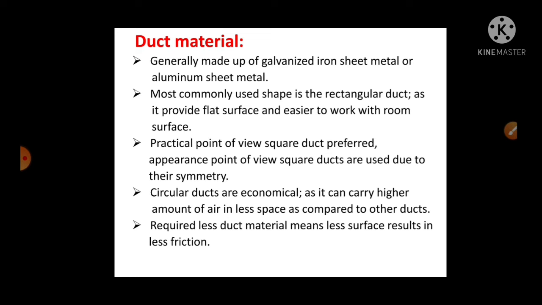Ducts are made up of galvanized iron sheet metal or aluminum sheet metal. Most commonly used shape is the rectangular duct, as it provides flat surface and is easier to work with room surface. From a practical point of view, square duct is preferred. From an appearance point of view, square ducts are used due to their symmetry. Circular ducts are economical as they can carry a higher amount of air in less space as compared to other ducts. They require less duct material, and less surface results in less friction.